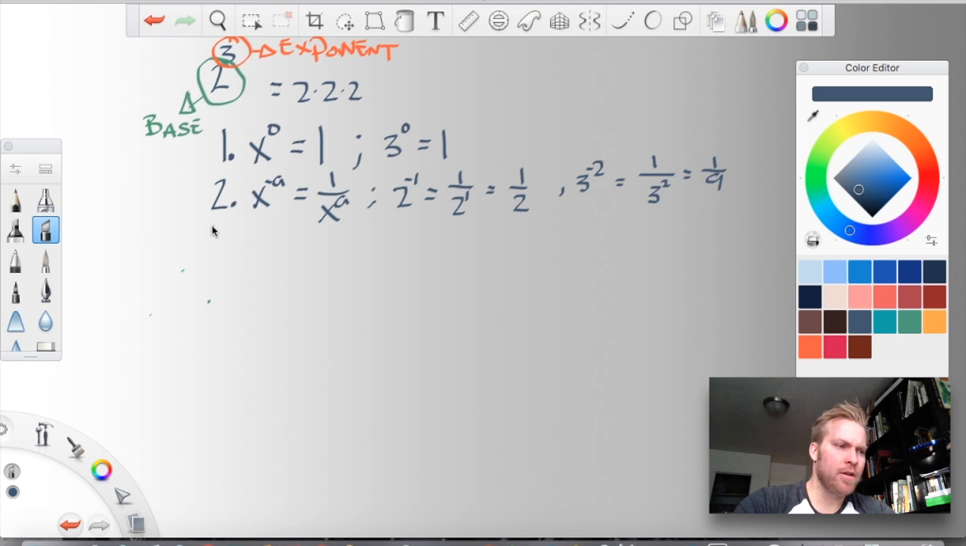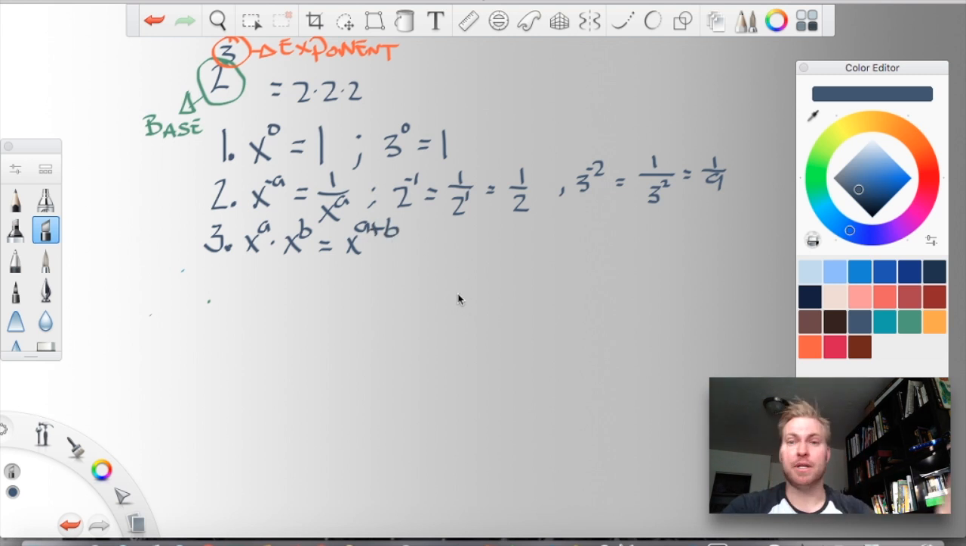Rule number 3. So rule number 3 deals with multiplying exponents. So if we have any numbers, or any exponents with the same base, which we'll just communicate with x again. So say I've got x to the a power, and a just represents some number, right? And x to the b power. So I've got the same base but different exponents. Whenever I have that, all I have to do is just add those exponents together. So I get x to the a plus b. Okay, x to the a plus b power.